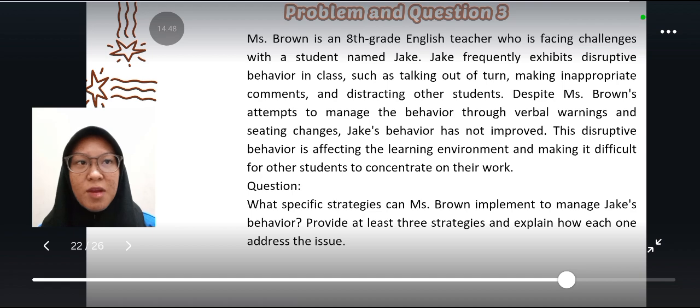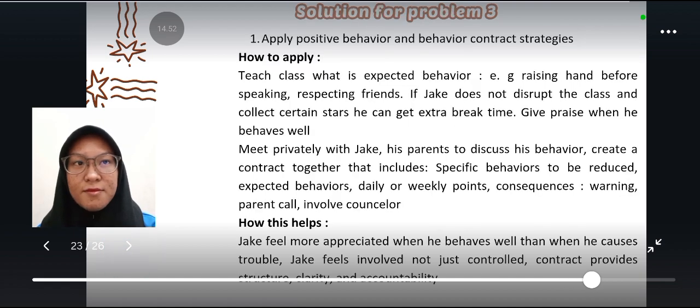Problem and question. This is problem and question 3. Solution for problem 3: apply positive behavior and behavior control strategies. How to apply? Teach the class what the expected behavior is, for example, raising a hand before speaking.